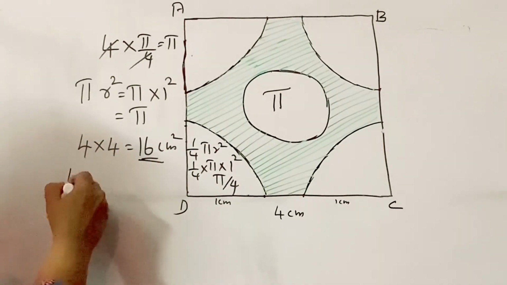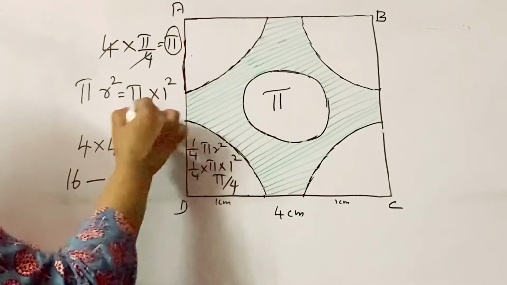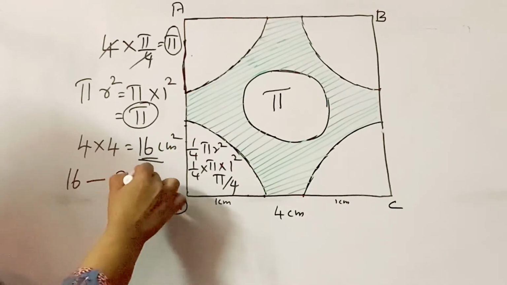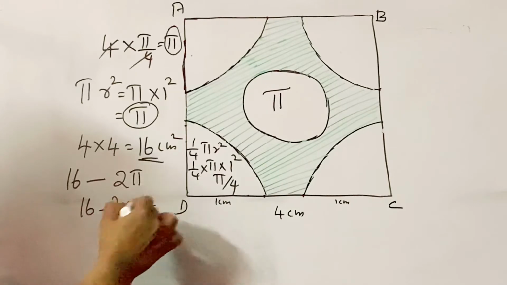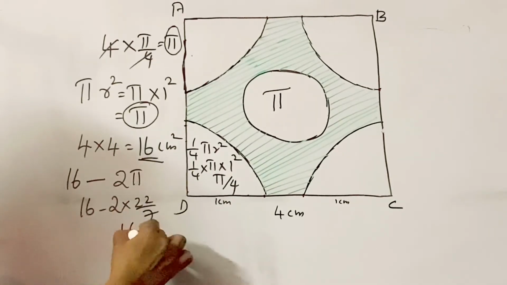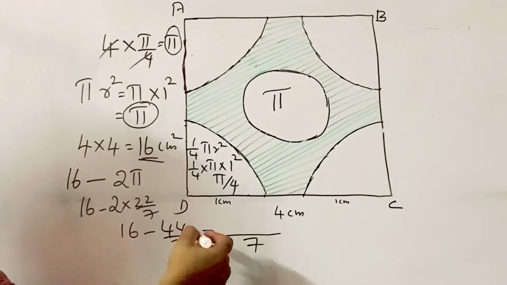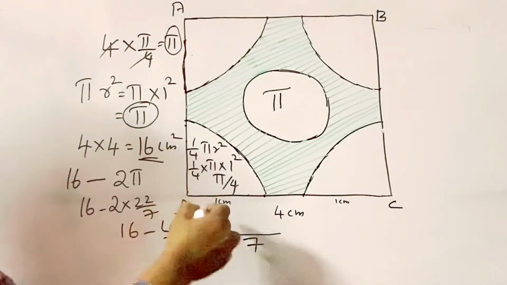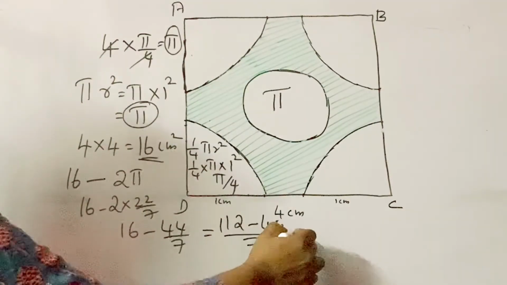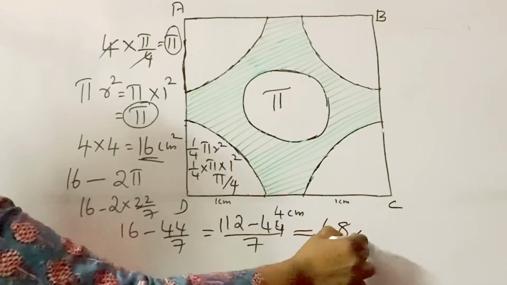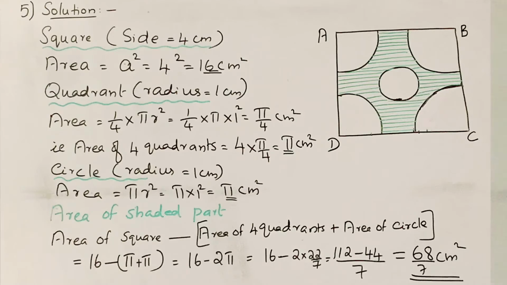So area of the shaded part is 16 minus this plus this. That is pi plus pi, that is 2 pi. So 16 minus 2 into 22 by 7, that is 16 minus 44 by 7. Take 7 as LCM. Then 7 into 16, 112 minus 44. That is 68 by 7 centimeter squares. This is the area of the shaded part.